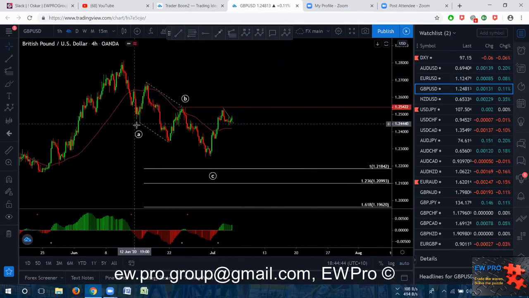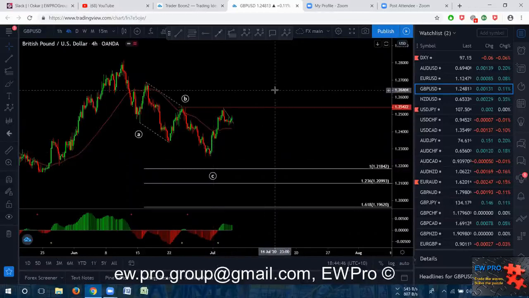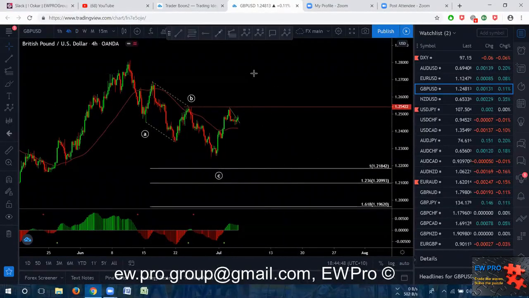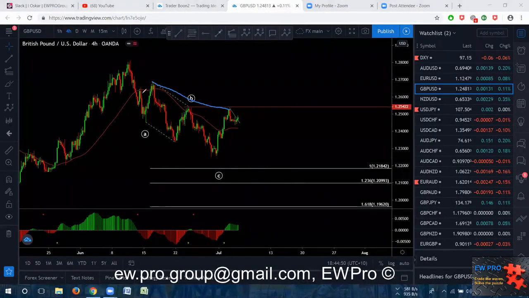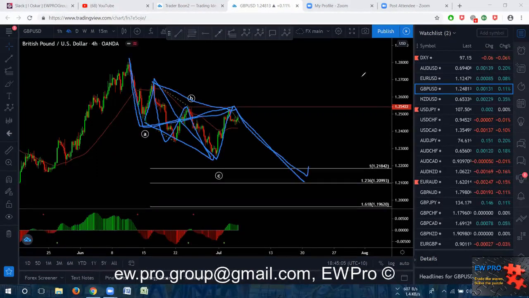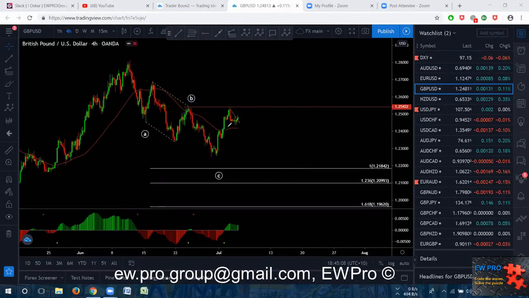We got a clear A, B, C in here. But again, this can become more complex. This could be an A, B, C, and we get an A, B, C in here and an A, B, C in here before we get the larger A, B, C. So it can become more complex.